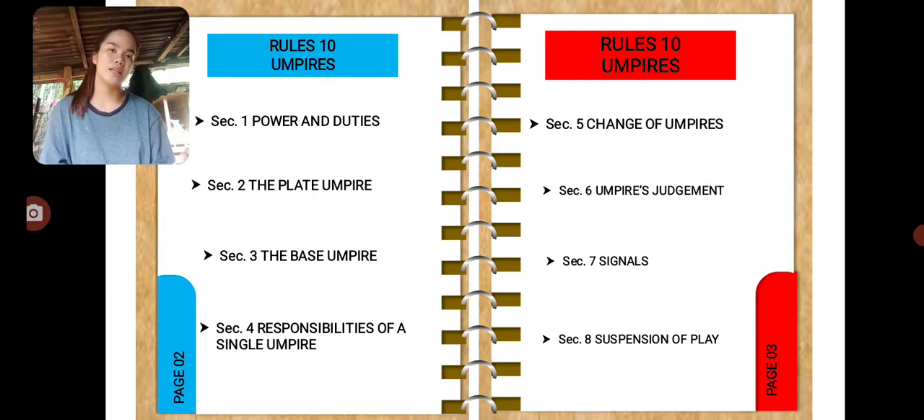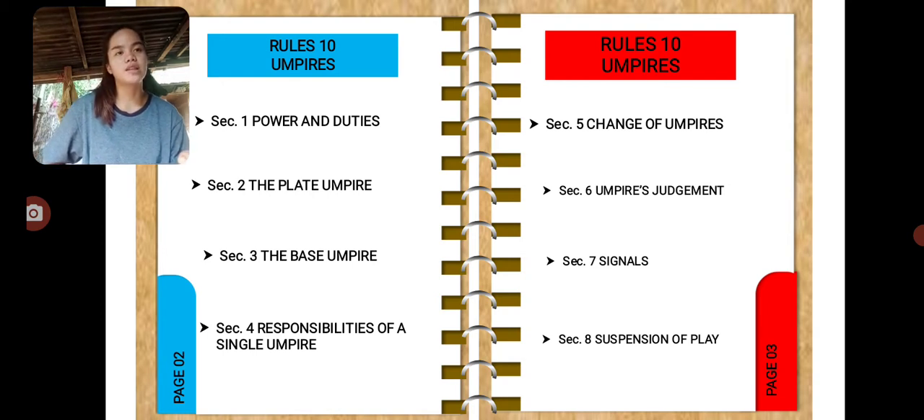So Section 7, signals. To indicate that play shall begin or be resumed, the umpire shall call play ball. Play ball is a word wherein the umpire will say to signal the players that the game is starting. So Section 8, suspension of play. An umpire may suspend play when in his judgment conditions justify such action. So responsibility or may authority din yung umpire na mag-suspend ng play if may nakita siyang kakaiba during the game or pag nakita niya na may something and if the time has ended.